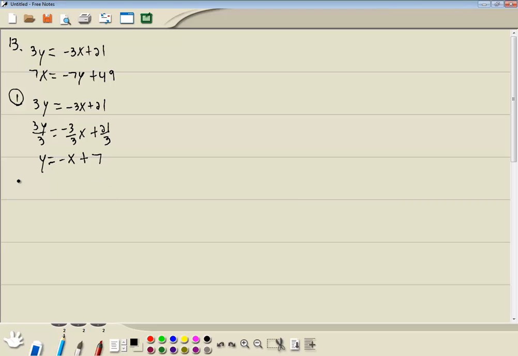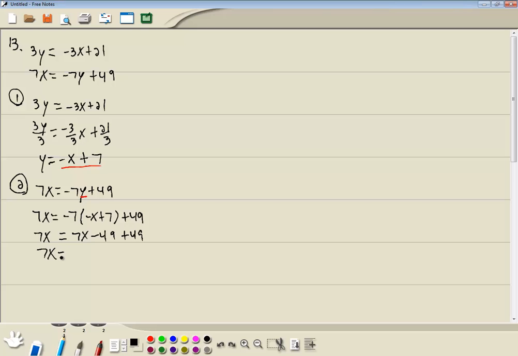Step 2. Plug this into the other equation. Our other equation is 7x equals negative 7y plus 49. Here we just said that y is equal to negative x plus 7. So we're going to replace just the y in the other equation with negative x plus 7. So I got 7x is equal to negative 7 times negative x plus 7 plus 49. Distributive property, negative 7 times negative x is 7x. Negative 7 times 7 is negative 49 plus 49.